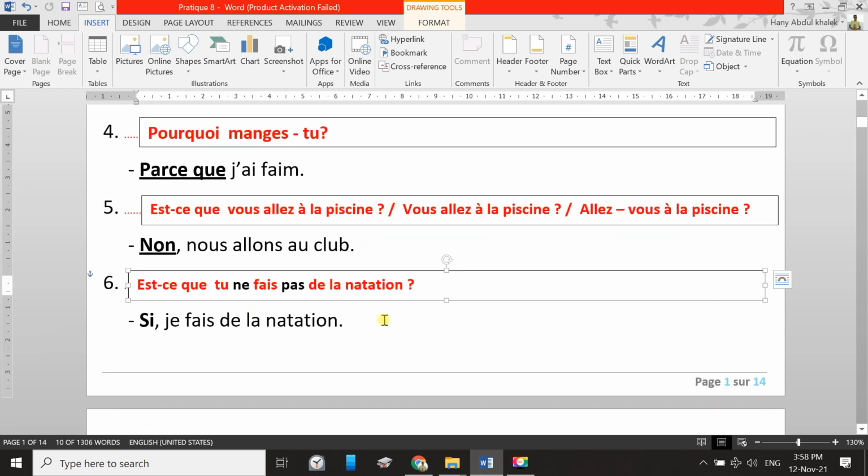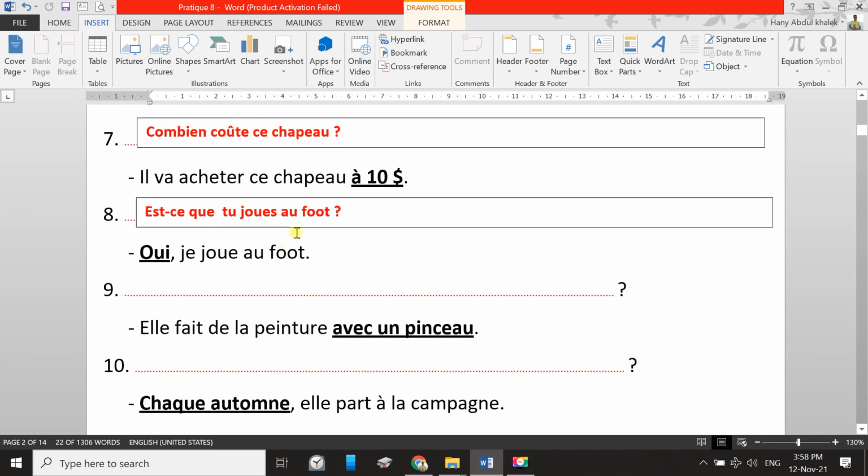Est-ce que tu ne fais pas de la natation? Sometimes we can say de natation, but let's make it right now like that. Okay, for a reason, I mean. We can say tu ne fais pas de la natation without est-ce que. And we can say ne fais-tu pas de la natation? So we can apply these three ways with the negative form too. Okay, next here.